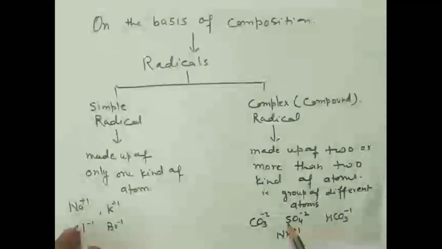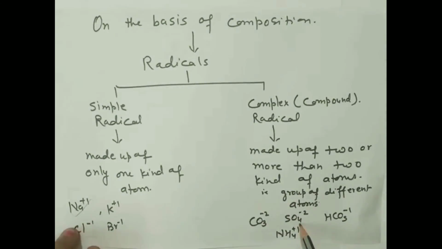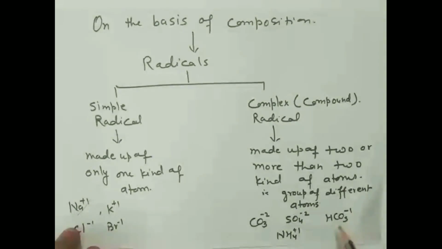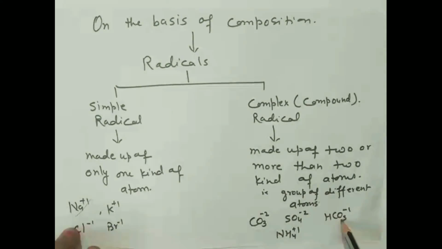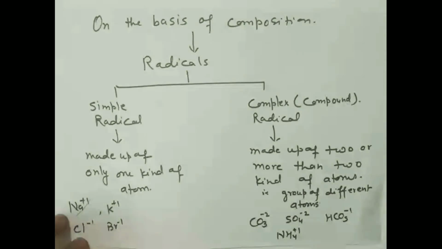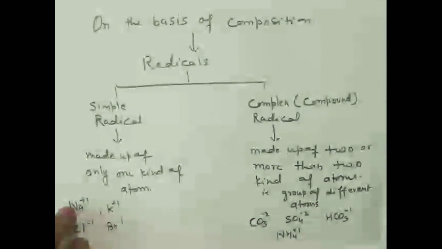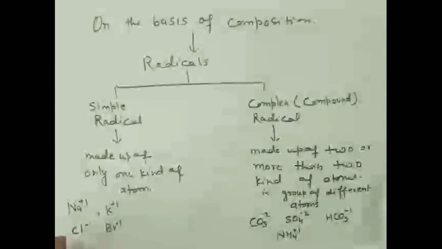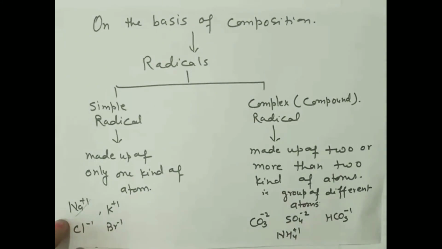Sulfate ion is made up of 1 sulfur and 4 oxygen atoms, and since it carries charge, it is a radical. Bicarbonate ion is made up of hydrogen, carbon and 3 atoms of oxygen, and it carries a -1 charge, so it is a radical. So a complex radical is made up of 2 or more kinds of atoms, and they behave like a single group in a chemical reaction. They may be positive, they may be negative.